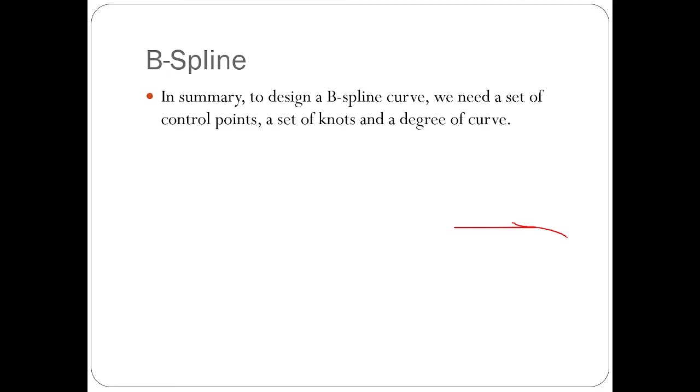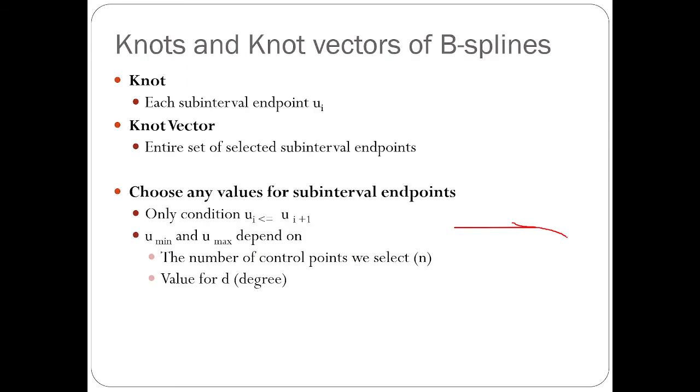The B-spline needs control points, a set of knots, and the degree of the curve. At each subinterval endpoint there is a knot, and the knot vector is the entire set of selected subinterval endpoints. Next, choose any values for the subinterval endpoints. The only condition is ui is less than or equal to ui plus 1.